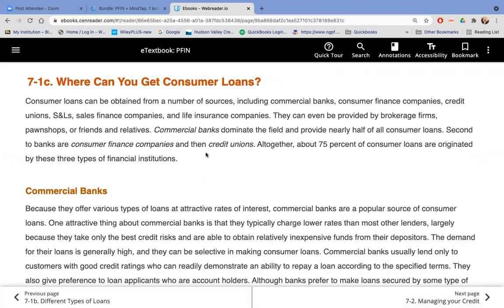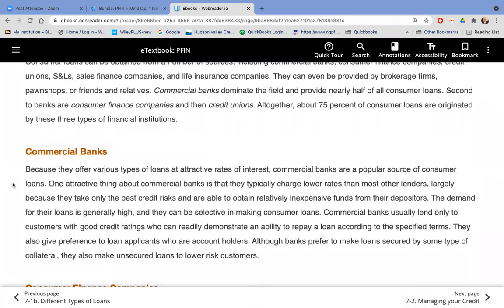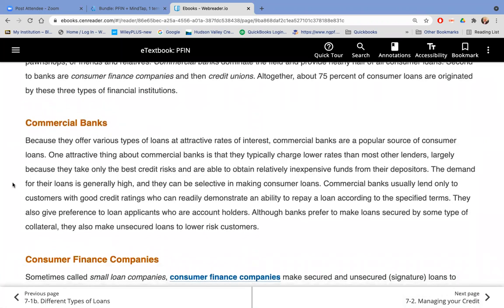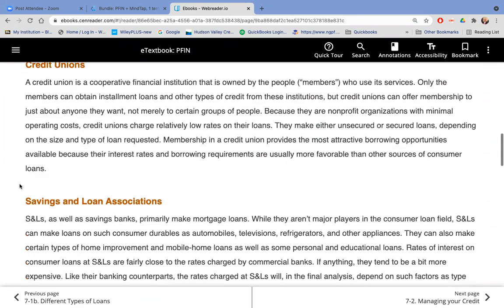Where can you get consumer loans? Any type of financial institution. I know we're looking at banks, credit unions, savings and loans. They all do make loans. You can get loans from a consumer finance company, although very likely those are going to be more expensive. It might be a little bit easier to get, but it might be very expensive to get one of those.